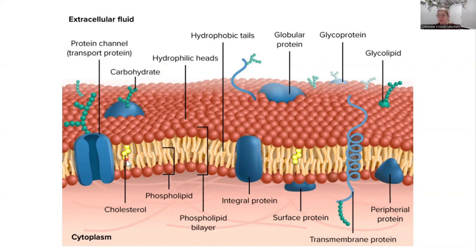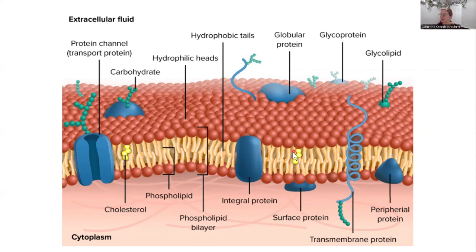We also have cholesterol. Cholesterol is important for maintaining the fluidity of your cell membrane. Fluidity means like the viscosity of it. So is it loose? Is it tight? If you don't have enough cholesterol, your phospholipid bilayer can actually crack. And so we want to keep it nice and smooth. And that's what the cholesterol does for us.